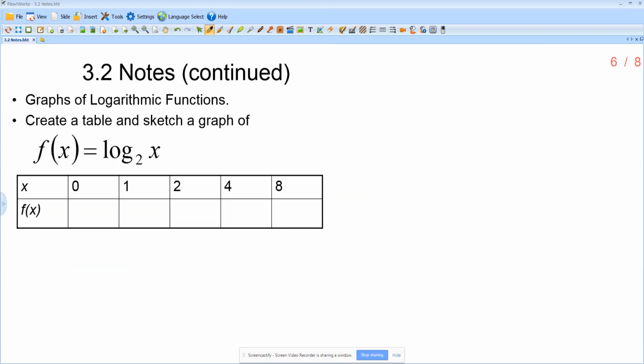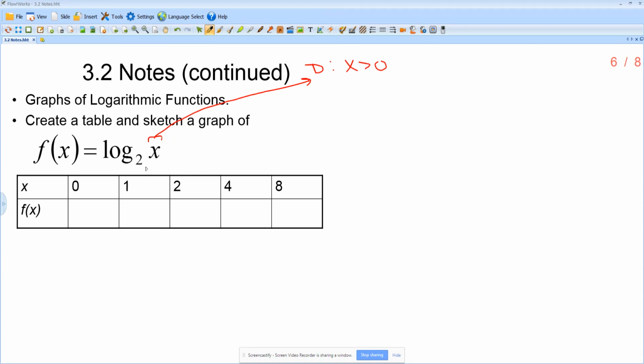All right, and then what I want to talk about is the graphs. So graphs of logarithmic functions. What we're going to do is create a table and sketch the graph. So if x is 0, well, something to keep in mind: x being 0, we have a domain on a logarithmic function. Our domain as x must be greater than 0.